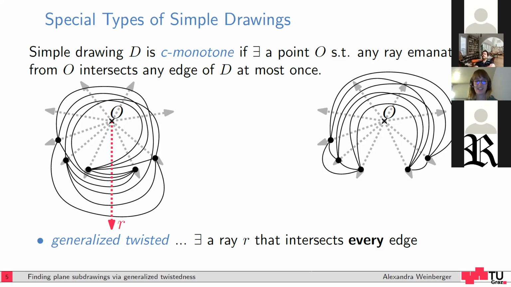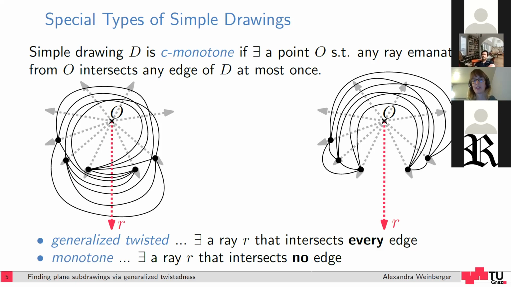And on the right side, we have in a way the opposite. So we can add a ray that does not cross any edge. We call C-monotone drawings where we can add such a ray monotone. This is because this is essentially an X-monotone drawing. We could cut it open at the ray and then just stretch it to get an X-monotone drawing. So these are the two families of simple drawings that we will work with a lot.